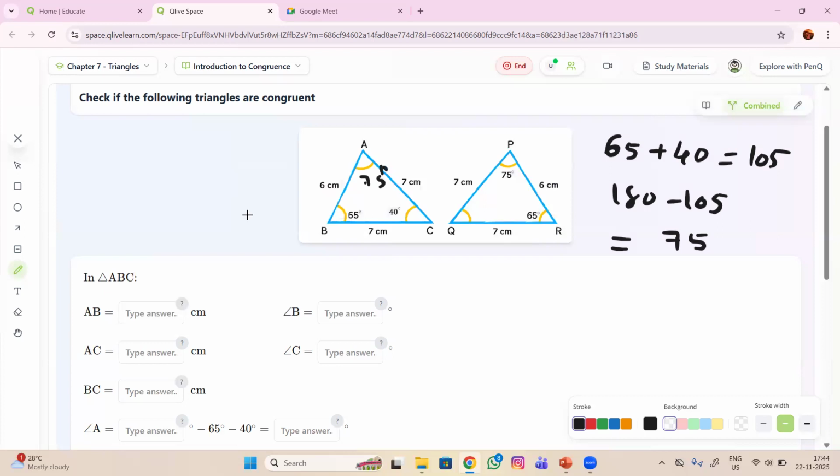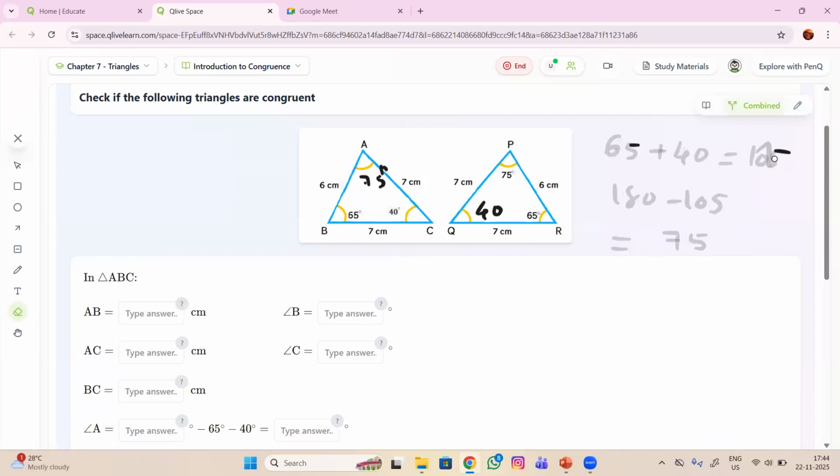And here, corresponding to this, the angle is 75, and this one is 65, and this one will be 40. So from this figure we can clearly say that the three sides and three angles are equal to each other. So we can say these triangles are congruent to each other. Let's do this problem properly, then we can check the answer.